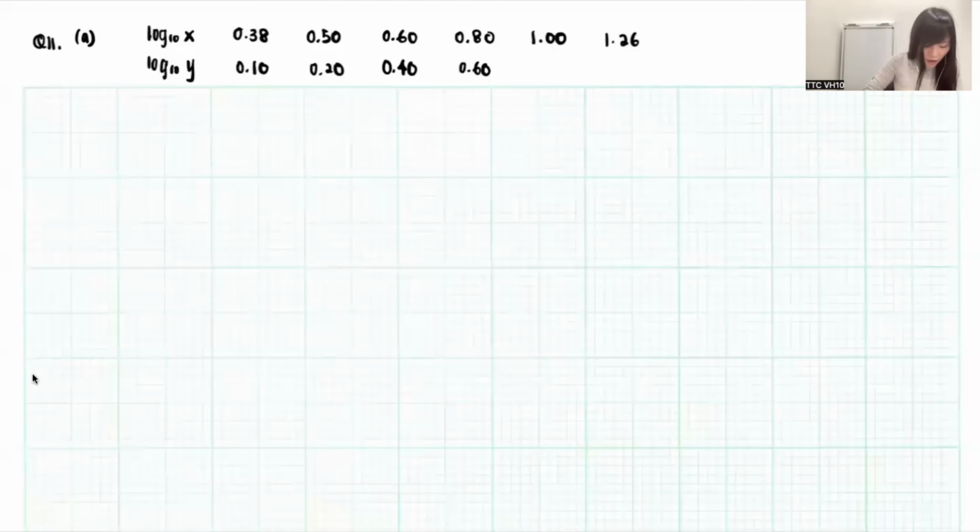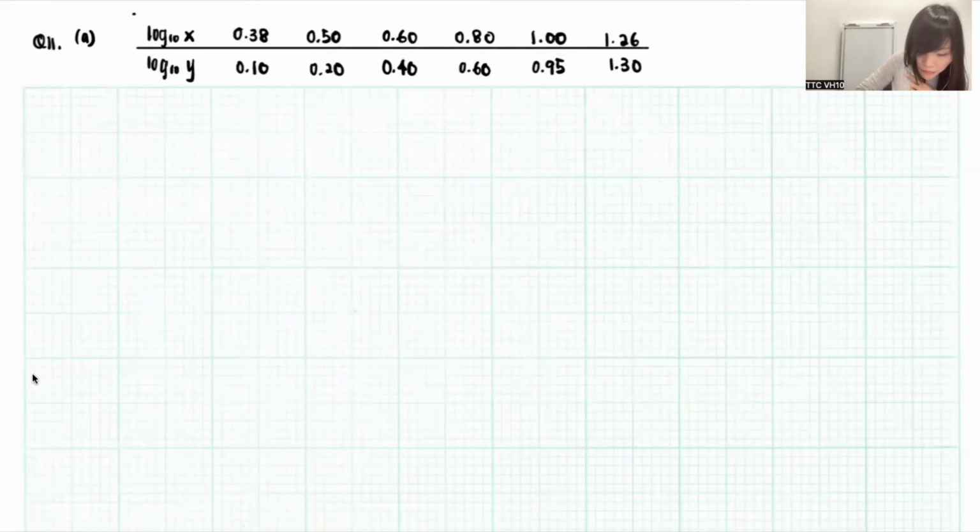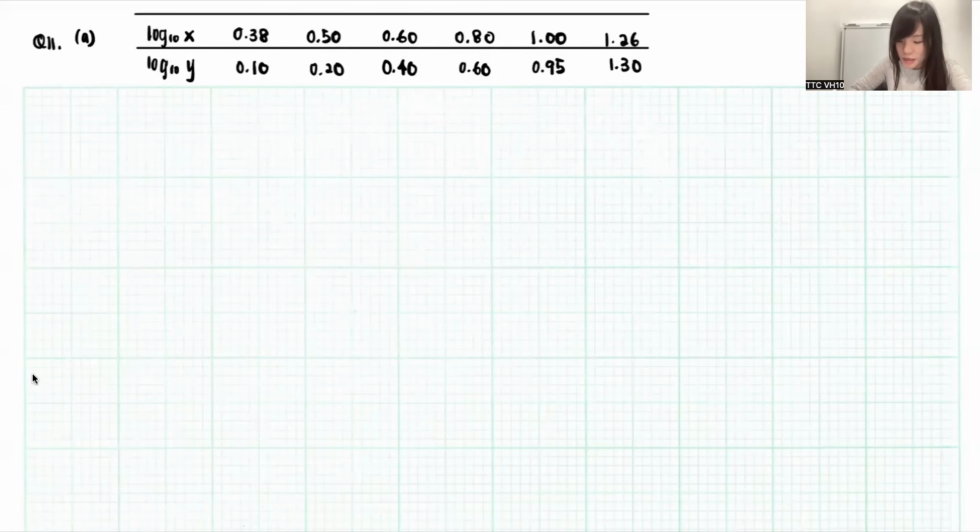Press yourself, log 10, 8.91. Isn't it 0.95? And the last one, log 10, 19.96. Okay, 1.30. So remember, every single thing must be written in 2 decimal places, okay? Draw the table nicely, okay?